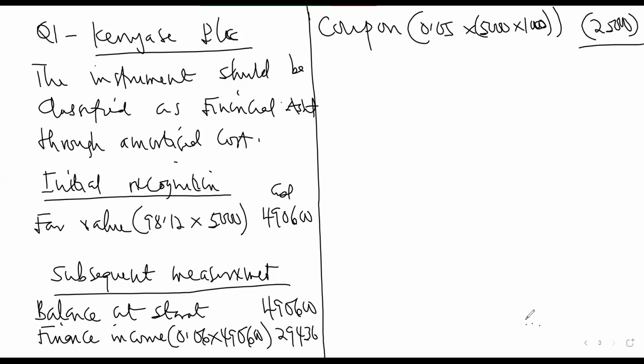So what will be our closing value now? 495,036. Okay, so this will be the closing balance that will be taken to the statement of financial position. Please, the actual interest on this particular debenture is 25,000. But why are we having a finance income of 29,436? It is as a result of the discounts that we are subtracting, and also as a result of the premium. This particular instrument will be redeemed at a premium of 2%.